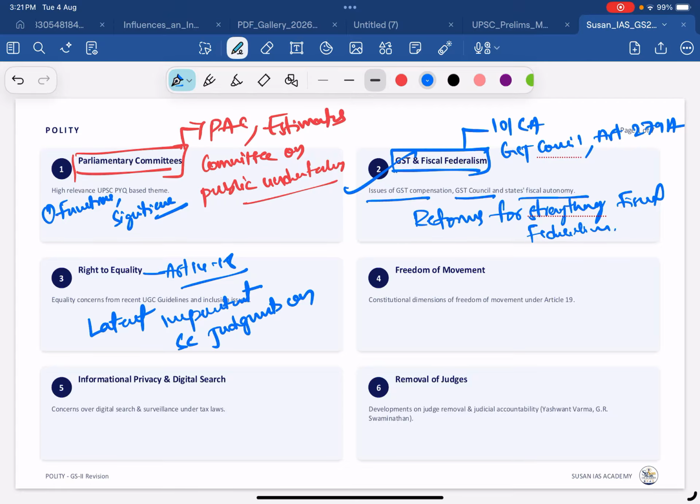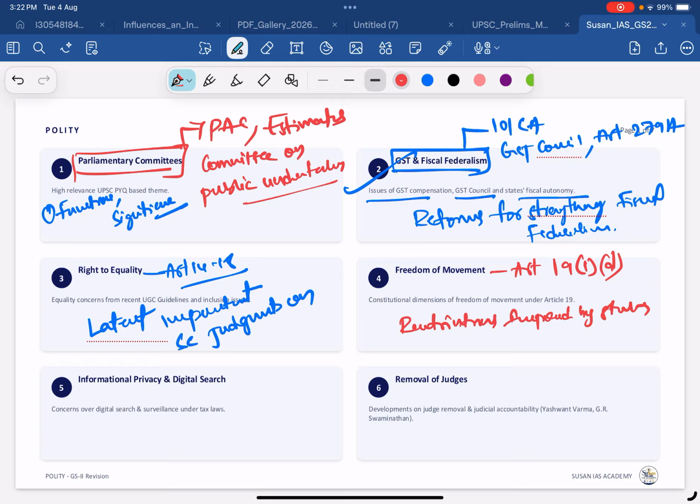And the fourth topic we are taking here is freedom of movement, which comes under Article 19(1)(d). We have to refer to this, and also the reasonable restrictions under Article 19(5), public interest and Scheduled Tribe protection, freedom of residence, internal migration, and the restrictions imposed by the states.